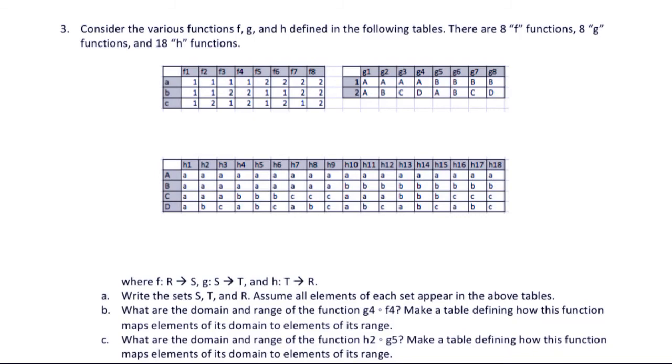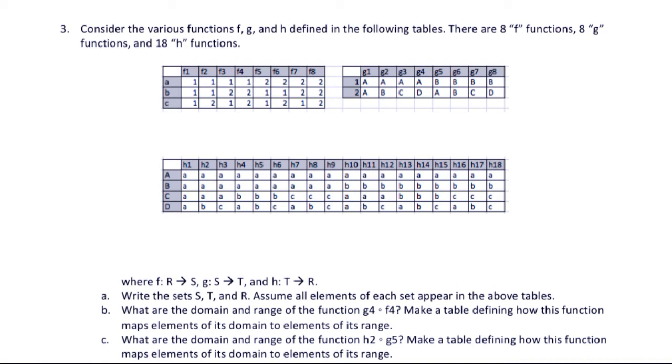Okay, here I'm going to solve this problem, number 3. We've got functions: 8 different f functions, 8 different g functions, and 18 different h functions. Here f is mapping the set R to the set S, g maps S to T, and h maps T to R. Part A says write down the sets S, T, and R. Assume all elements of each set appear in the above tables.